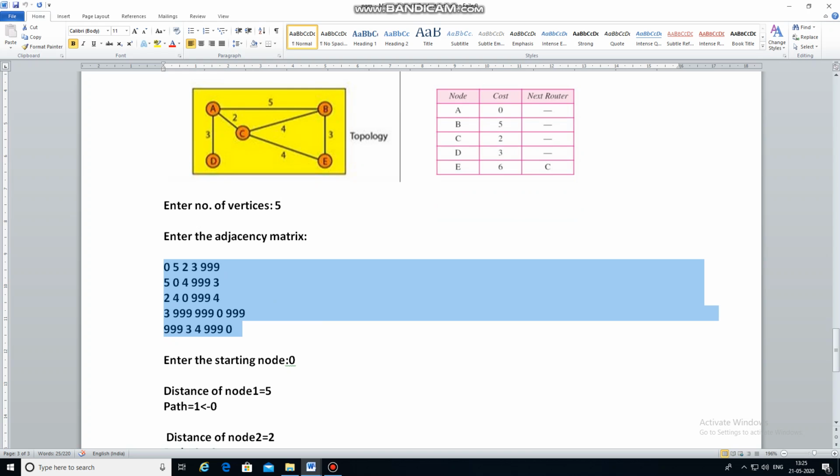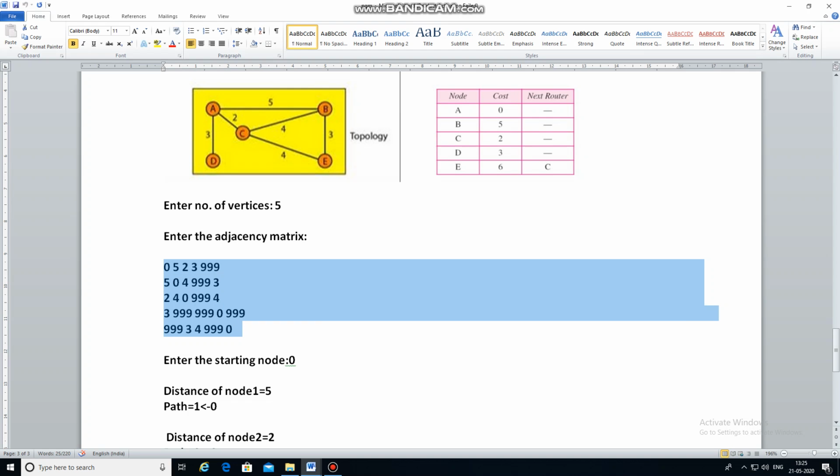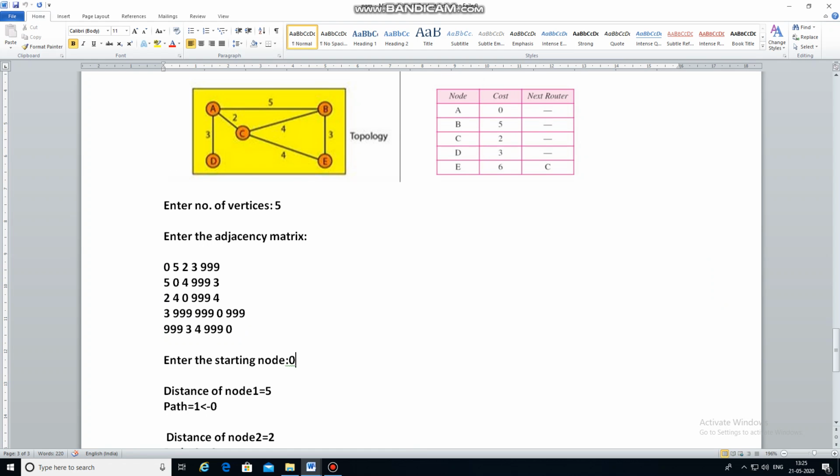We take it as an infinity, but it is written in our program as triple nine. That is, we have taken the maximum cost as triple nine. Right. Now similarly I will update all the adjacency matrix for this particular topology. Once I fill this adjacency matrix, then I take the starting path or the source node. I have selected the source node as A, that is written as 0.